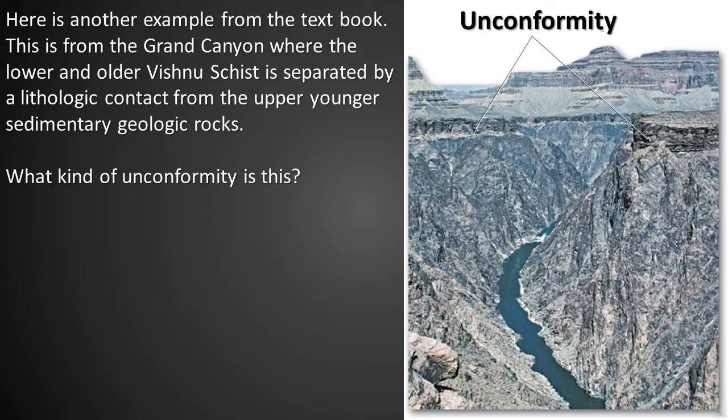Here's another example from the textbook. This is from the Grand Canyon, where the lower and older Vishnu schist is separated by a lithologic contact from the upper, younger sedimentary geologic rocks. What kind of unconformity is this? That's right, this is a nonconformity.